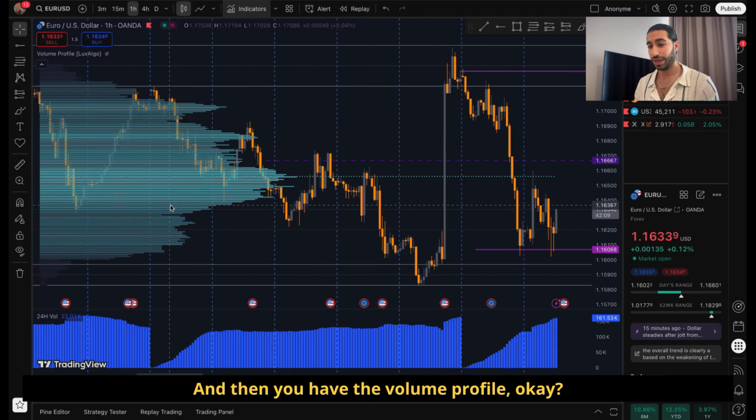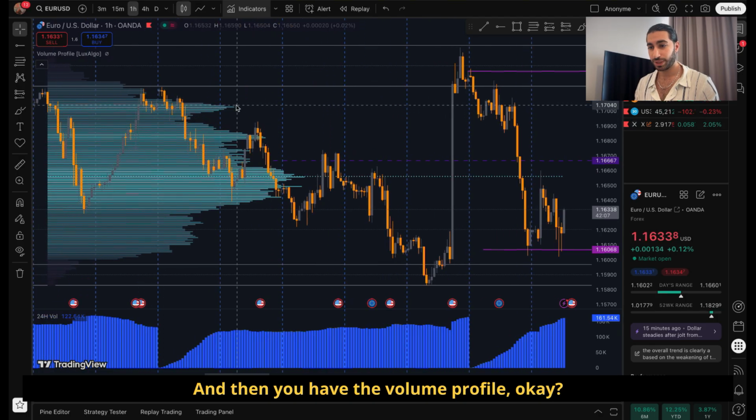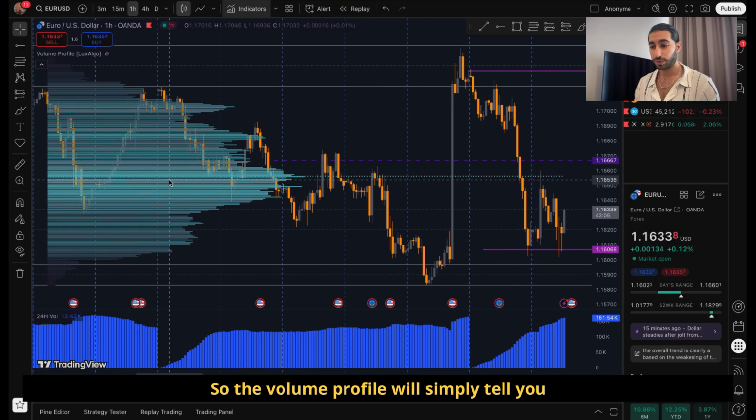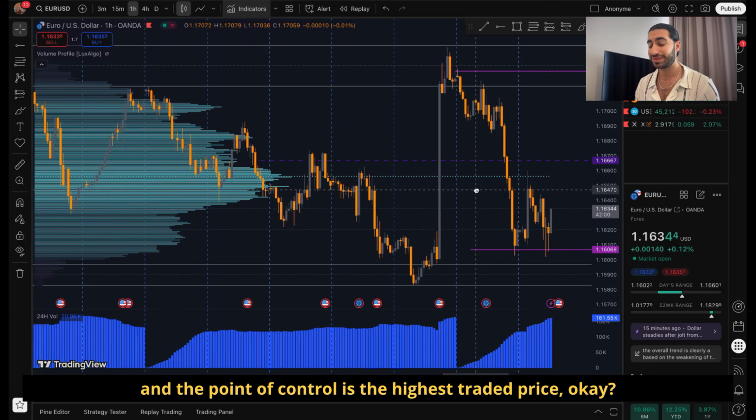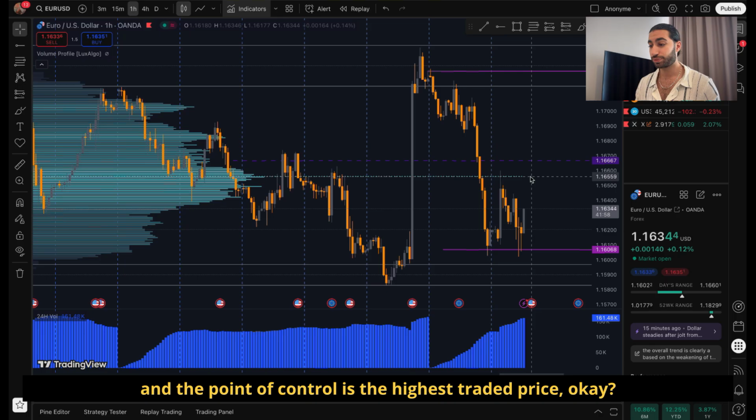And then you have the volume profile. Okay, so the volume profile will simply tell you where is the point of control, and the point of control is the highest traded price.